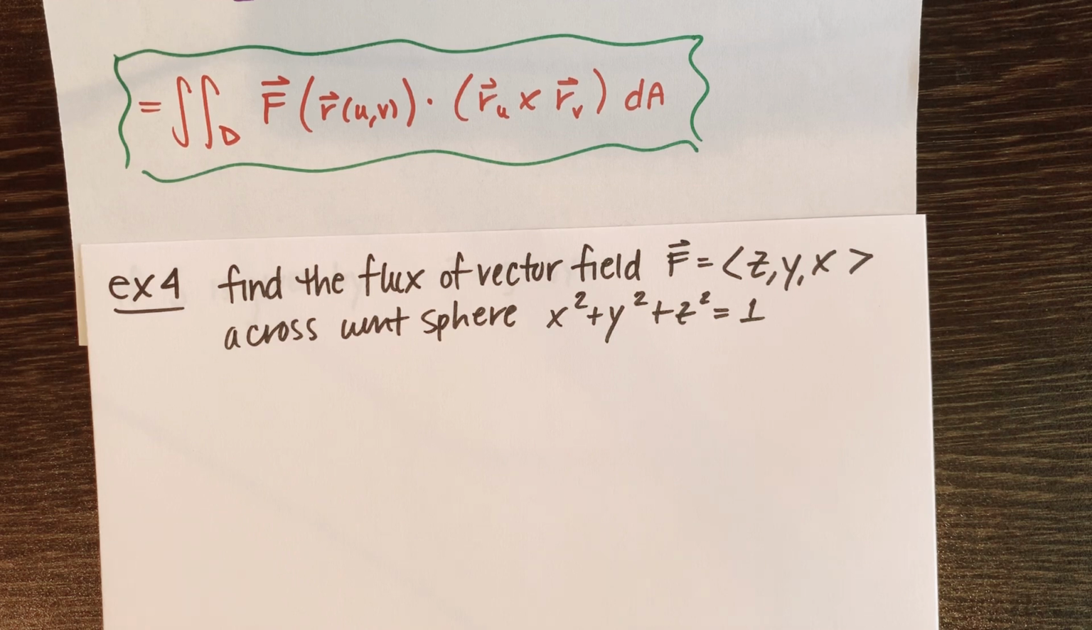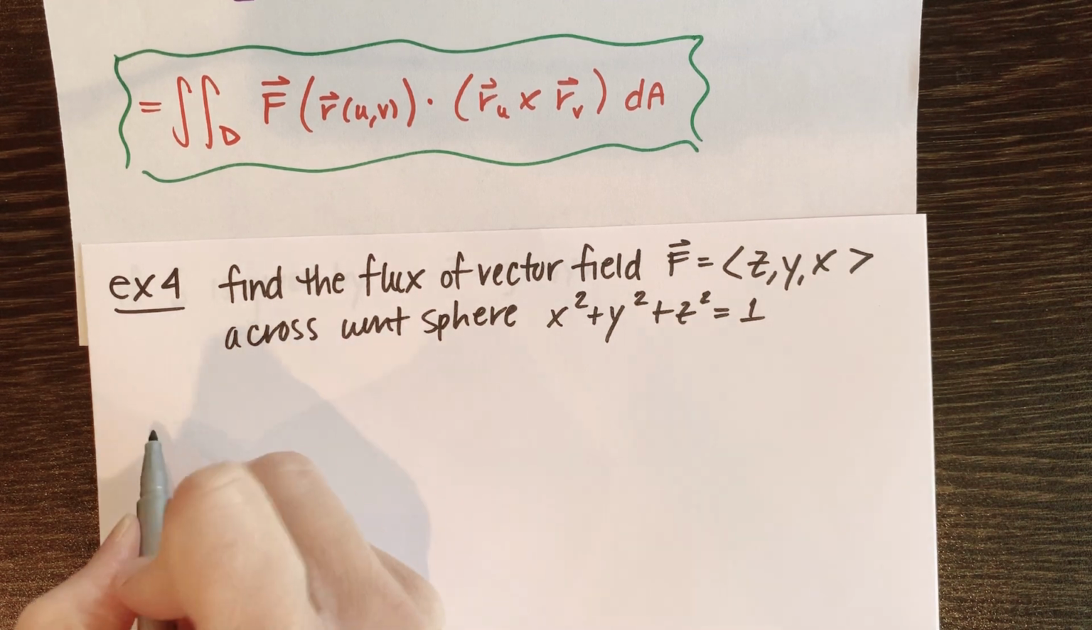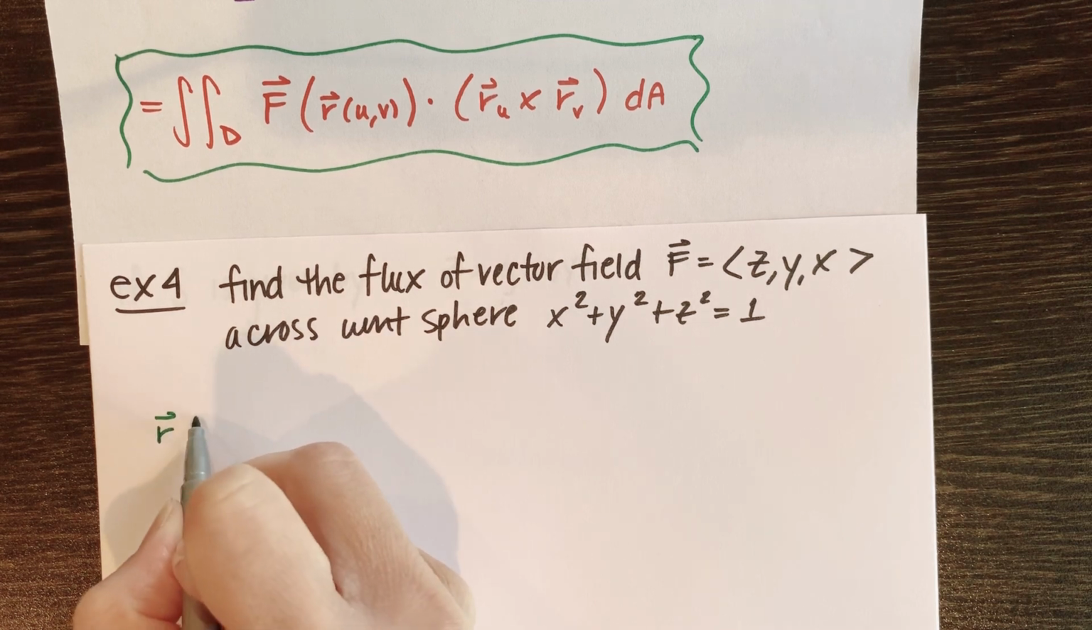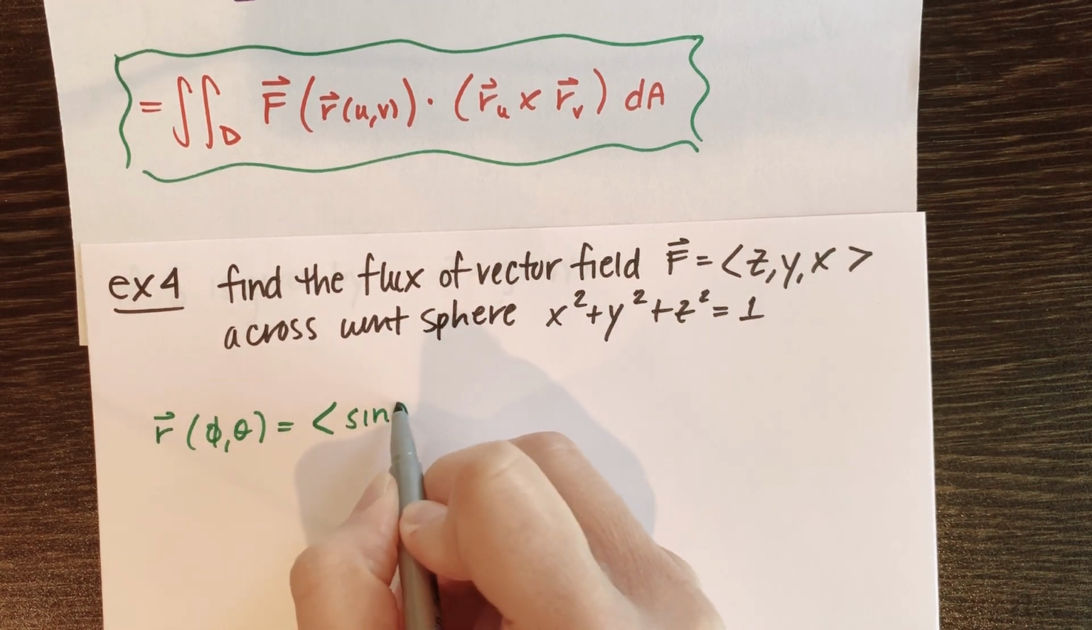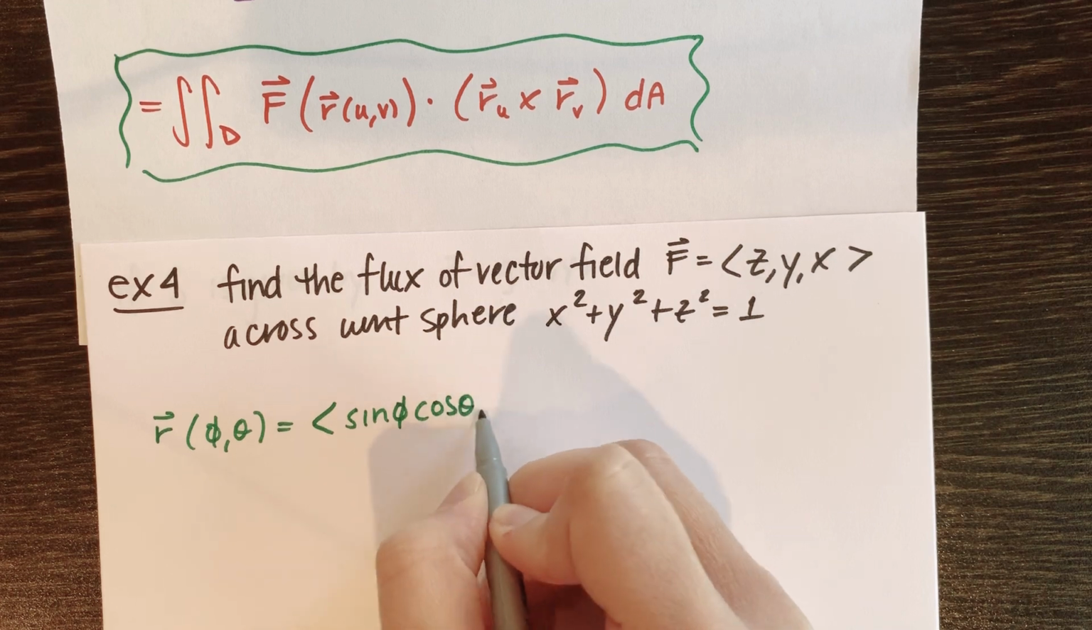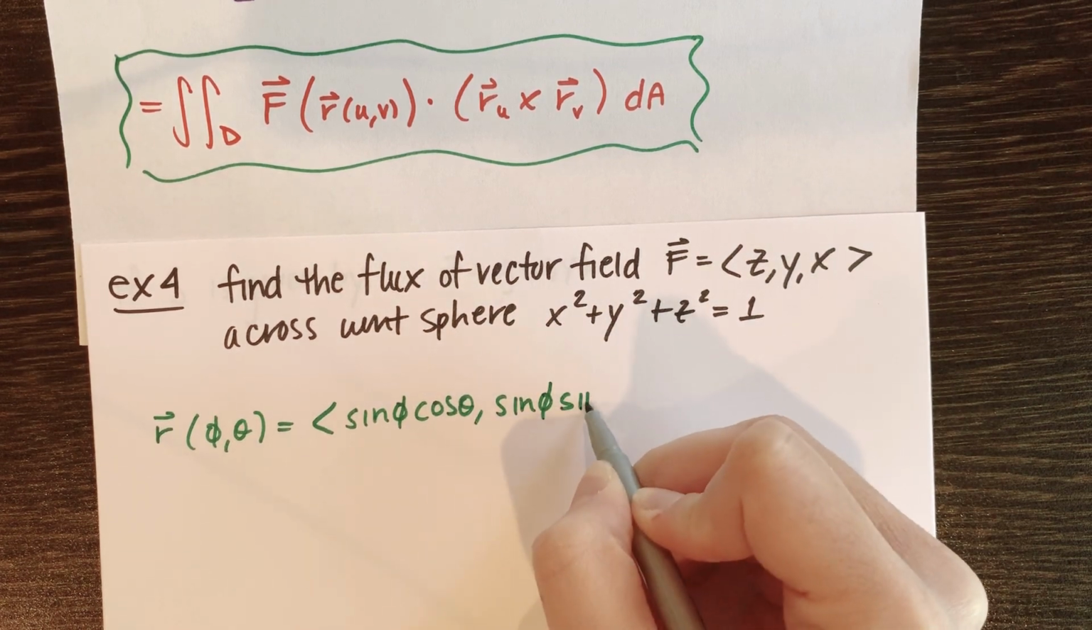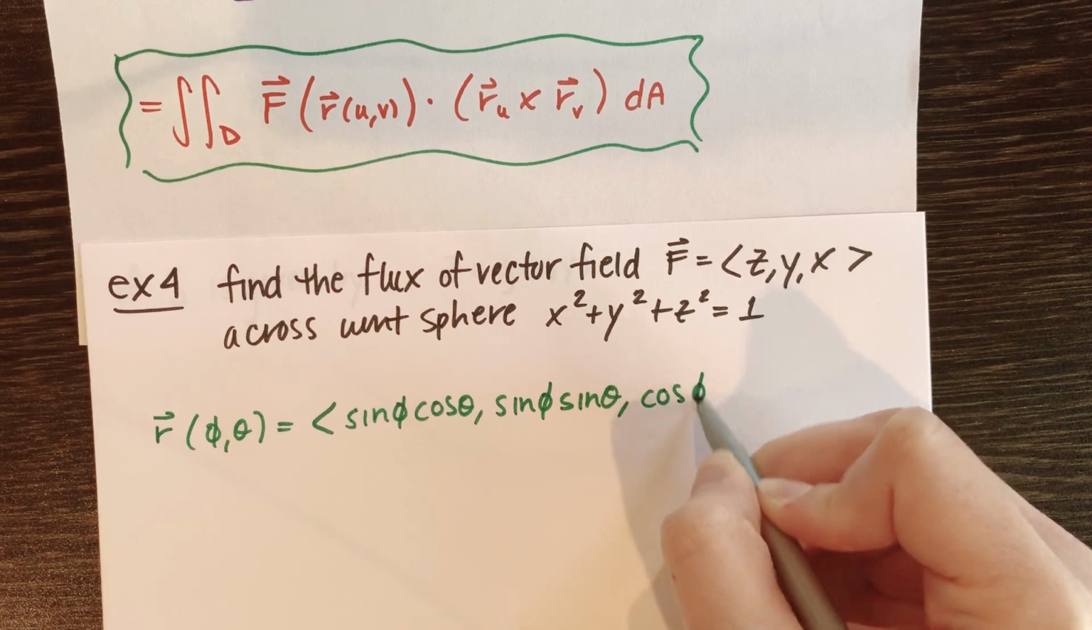But here's our first example for today, example 4, continuing on from our previous videos. We want to find the flux of the vector field across the unit sphere. So I'm going to start first with my vector function, r of phi, theta. We've done this in previous sections. It's a unit sphere, so a is just 1. So I'm going to have sine phi cosine theta, sine phi sine theta, cosine phi.